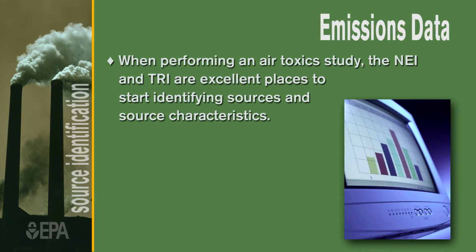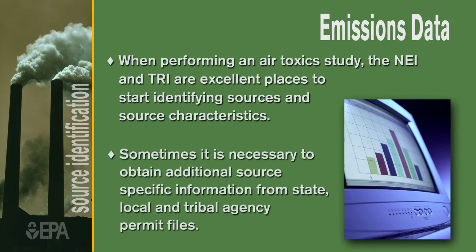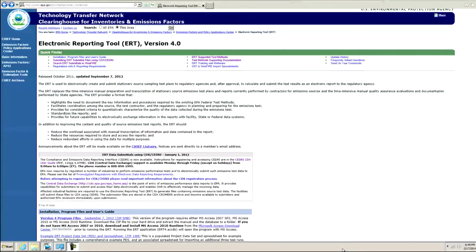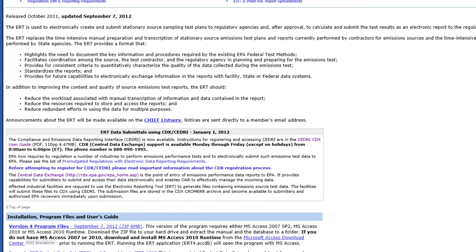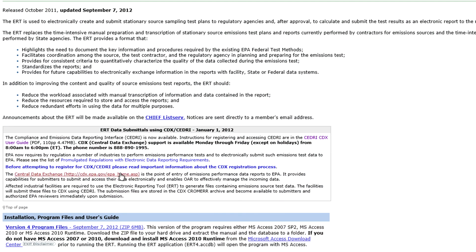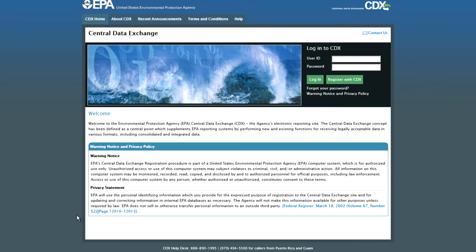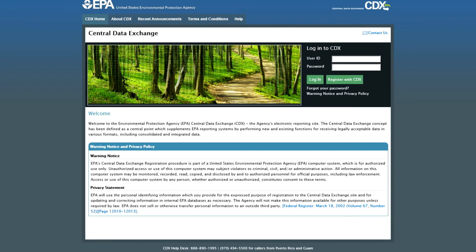If we're looking at existing emissions information, EPA has two sources of anthropogenic air emissions data. That's the National Emissions Inventory and the Toxic Release Inventory. Sometimes, though, you will want to gather additional data from state, local, and tribal agencies, from permit files, and we have a new source of data, the Emission Reporting Tool, or ERT. Many of our air toxics regulations require that facilities submit compliance source test data to EPA. The ERT collects compliance source test information. Facilities are required to use the ERT to submit their data.